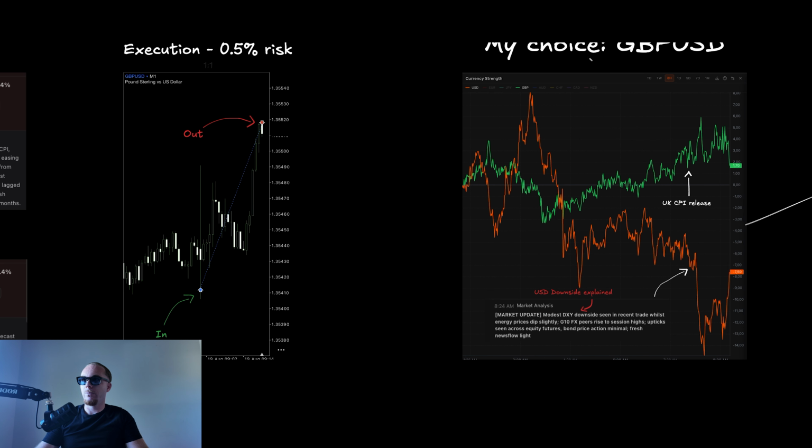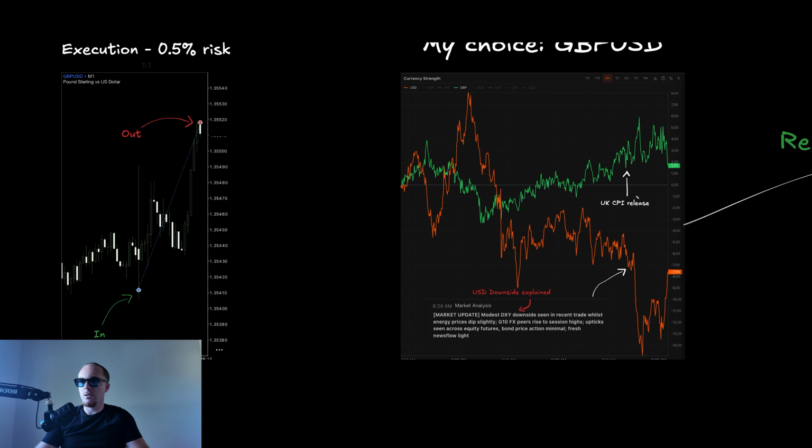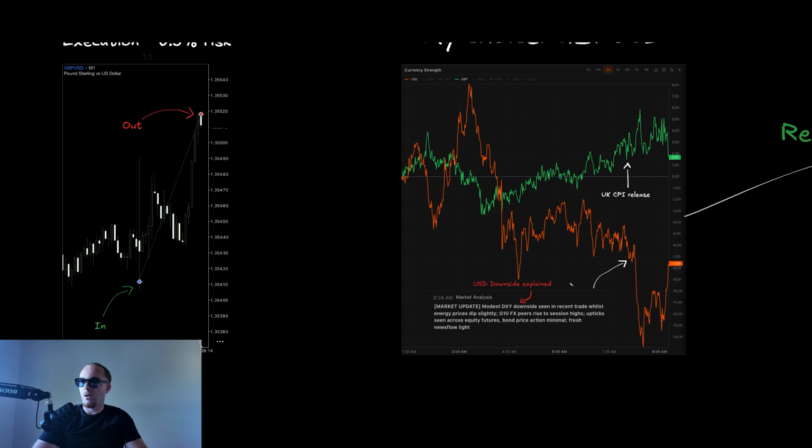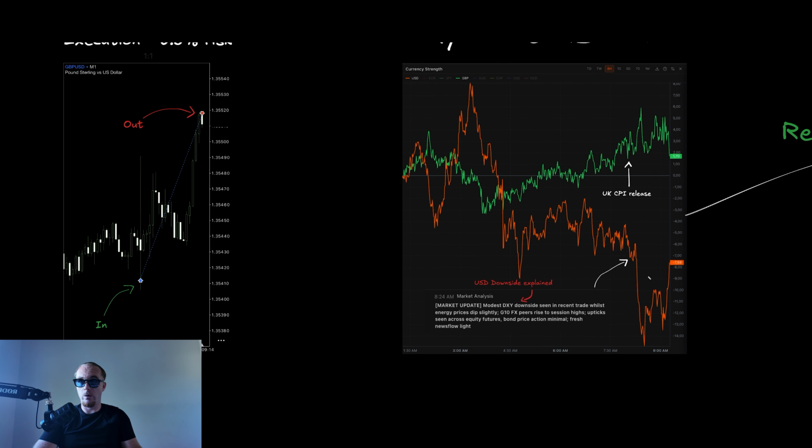Well, it's very simple. If you look here, you have the currency strength, okay? And this is the UK CPI result. But if you look before, the GBP experienced a kind of uptrend. It was the complete opposite for the US dollar. It was going down. And you have the reasoning here, okay? You have the USD downside explained as well with the market analysis at that time. And then after the UK CPI release, the USD continued to push lower. However, the GBP went up a little bit.